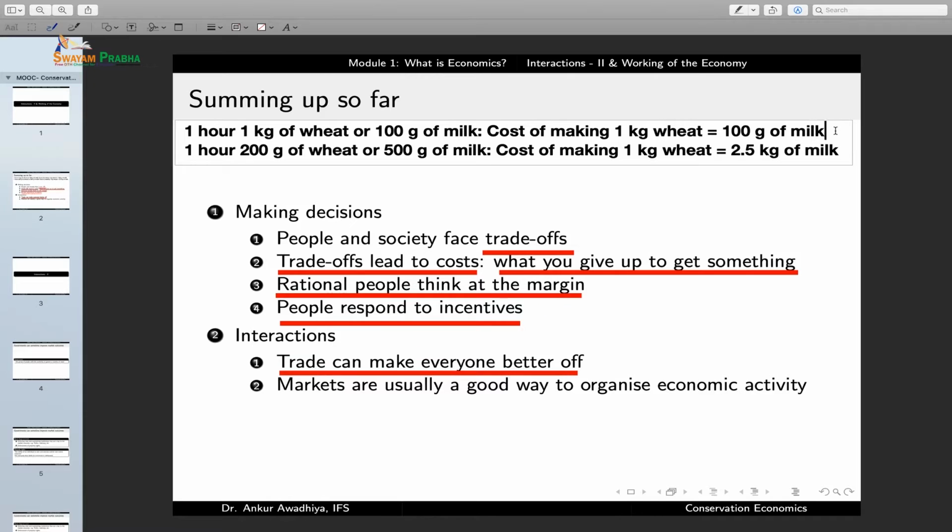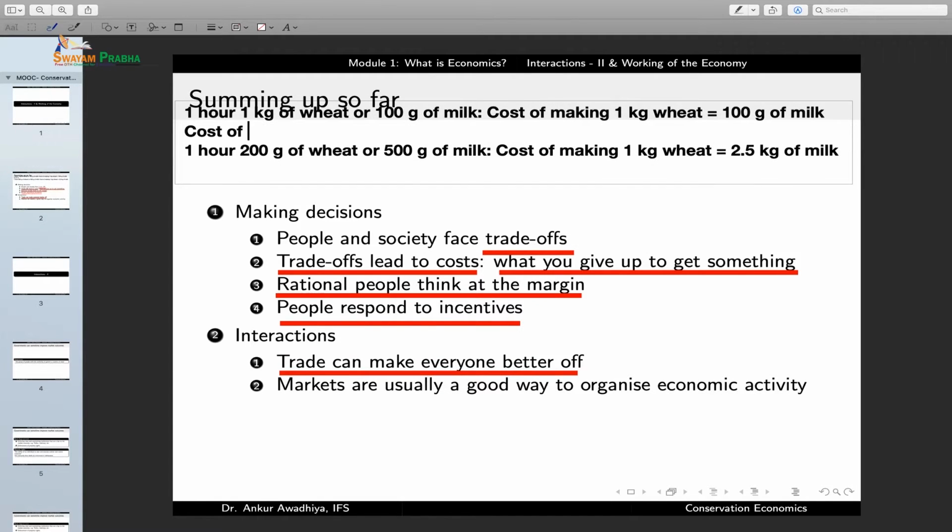But then if I look at the cost of making milk, for me, it is, let us say, the cost of making 1 kg of milk. So this will be 10 kg of wheat. Whereas for the second person, the cost of making 1 kg of milk in this case is 1 divided by 2.5 is equal to 0.4 kg of wheat.